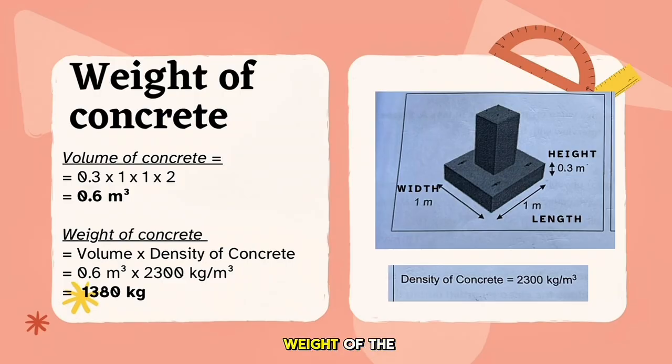Next, we calculate the weight of the concrete using the formula: volume multiplied by the density of concrete. We multiply 0.6 cubic meters by 2,300 kilograms per cubic meter. As a result, the total weight of the concrete is 1,380 kilograms.